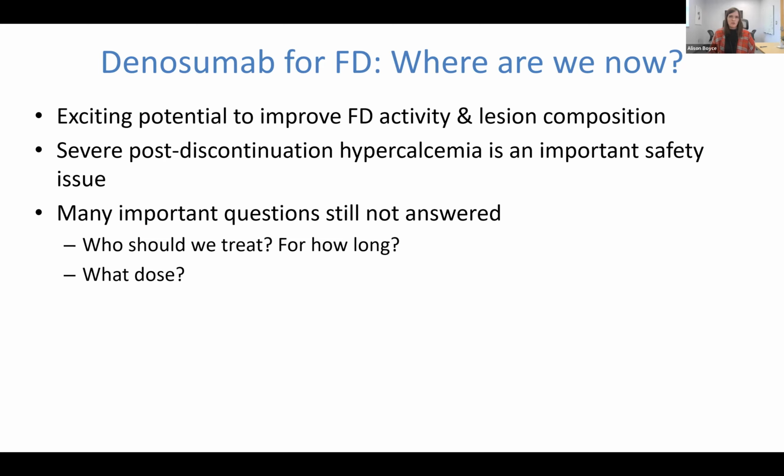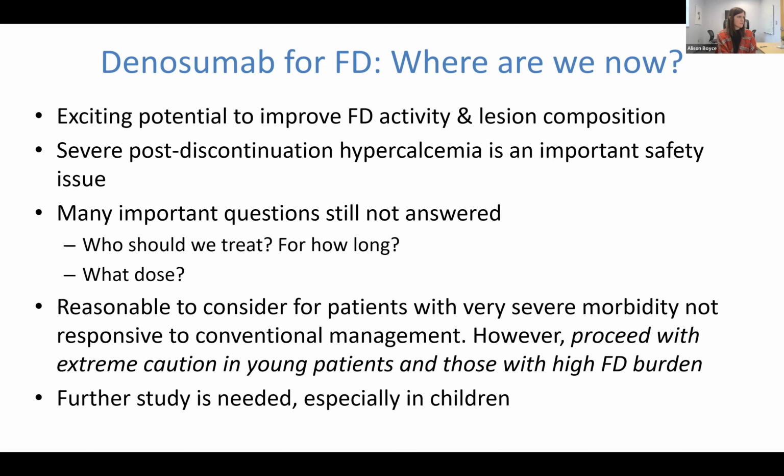In particular, who are the patients with FD that should be treated with denosumab? Clearly not everybody, but what are the conditions? Which patients will it be the most effective in? How long should we treat patients for? This is really not known, especially because when the drug is stopped, we lose all the benefit of denosumab. And what dose should we use? We used a very high dose in our adult trial, and it's likely that we may have seen less complications if we used a lower dose. So that's something we still need to answer.